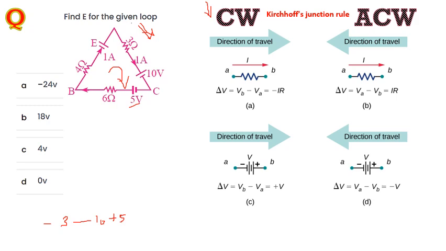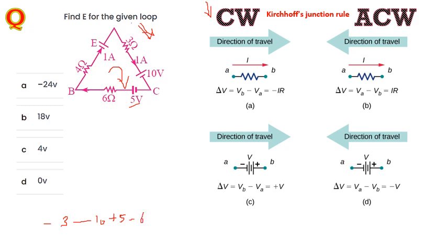Then coming to the resistor, towards the direction of the current, same concept. This is the 6 ohm resistor. Towards the direction of current it is minus IR. The current here is 1 ampere and the resistance is 6, so what you have here is minus 6.